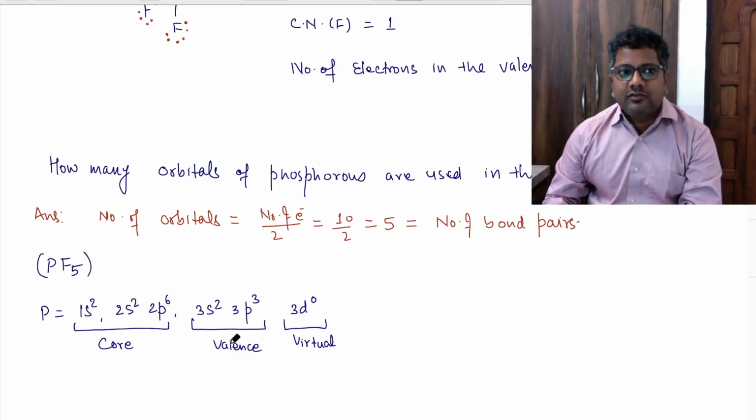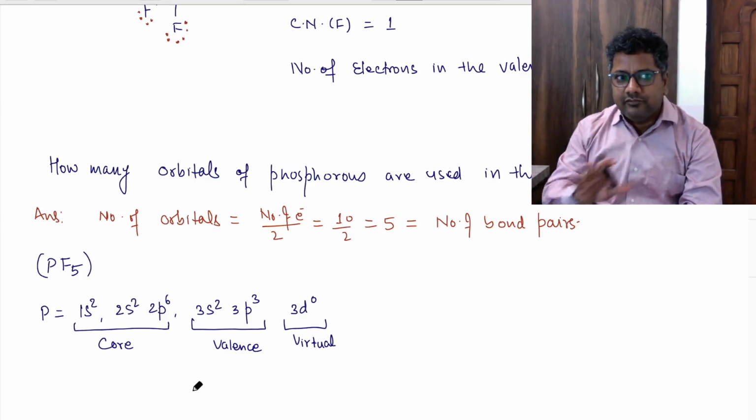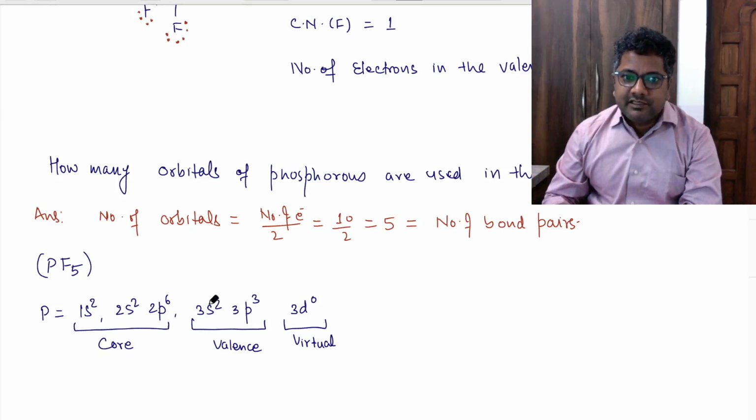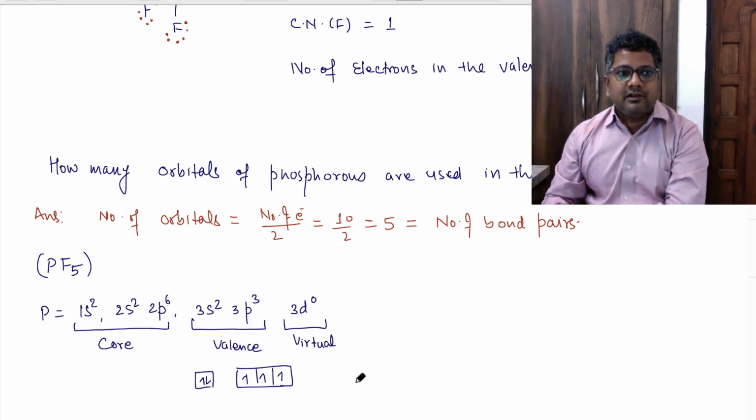Now come to Hund's rule. That's why I told you atomic structure is very important to understand further chemistry. So slowly we will do everything. See 3s, Hund's rule you have to apply. This 3p3. Now this is the electronic configuration.